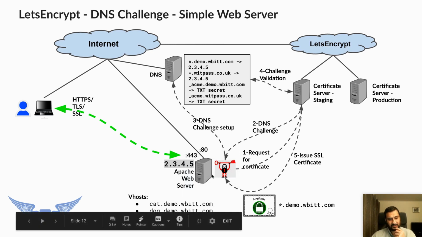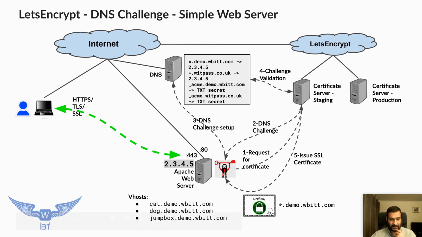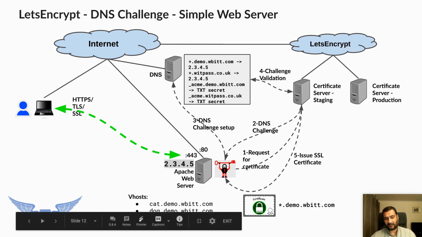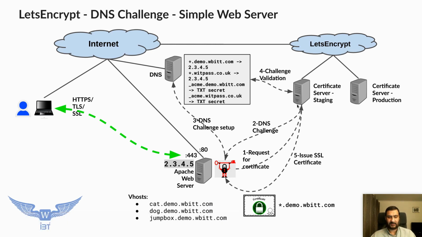You initiate the certbot certificate process, and the first thing it does is request a certificate from the certificate authority, the staging server at LetsEncrypt. And the staging server, seeing that this is a wildcard certificate request, asks for a DNS challenge to be fulfilled, and it gives the challenge to certbot.